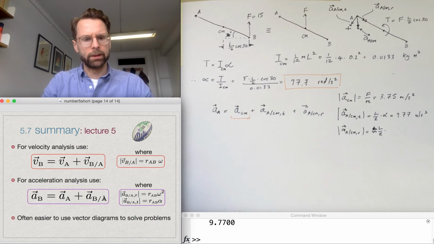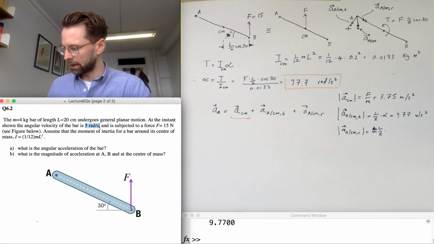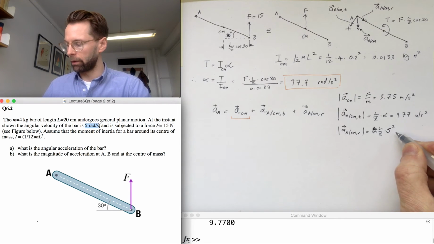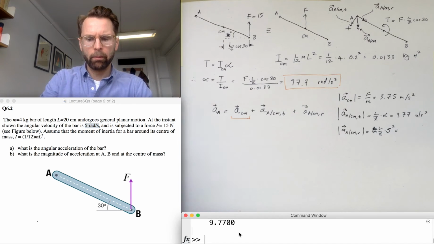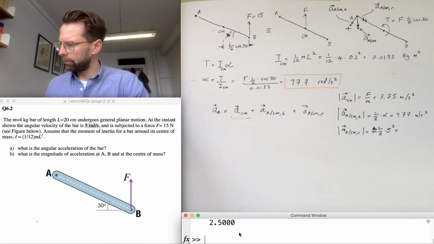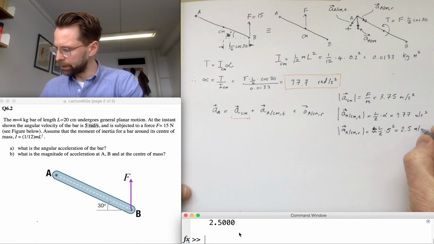And the angular velocity at this instant is given to us in the question as 5 radians per second. So omega is 5, so omega squared is 5 squared. So this is going to be 0.2 divided by 2, so the length divided by 2, times 5 squared. Is that right? Yeah. That's 2.5 meters per second squared.